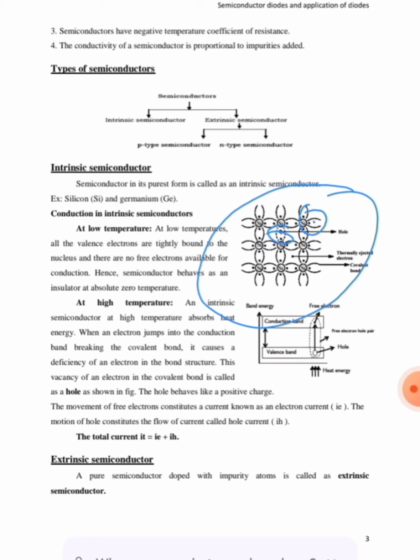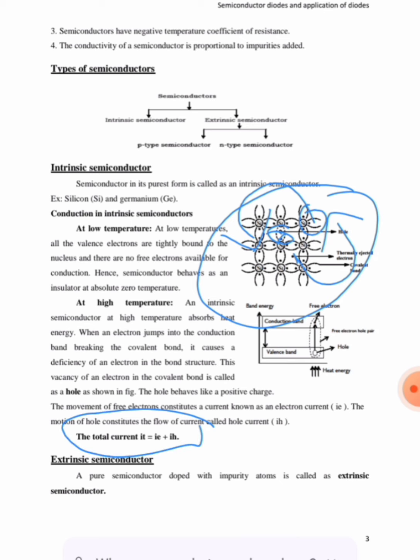In this way, the electron has jumped from this place to this place, whereas the hole has jumped from this atom to this atom. That is, the electron has jumped from here to here, whereas the hole has jumped from here to here. So we can see that both electrons as well as holes are moving in opposite directions. The total current will be equal to the sum of the current generated because of the electrons, denoted by IE, and the current generated because of the movement of holes, denoted by IH. So the total current IT will be equal to IE plus IH.